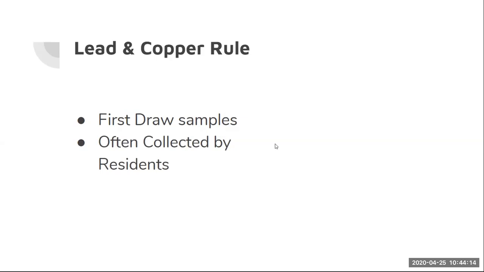So first draw samples are often collected by residents, because most times we collect at points either in the kitchen or in the bathroom. The distribution water operator will most likely not go into somebody's house unless they're in the area and taking from their own house early in the morning before the individual consumers have started using their taps. That's most likely not going to happen.